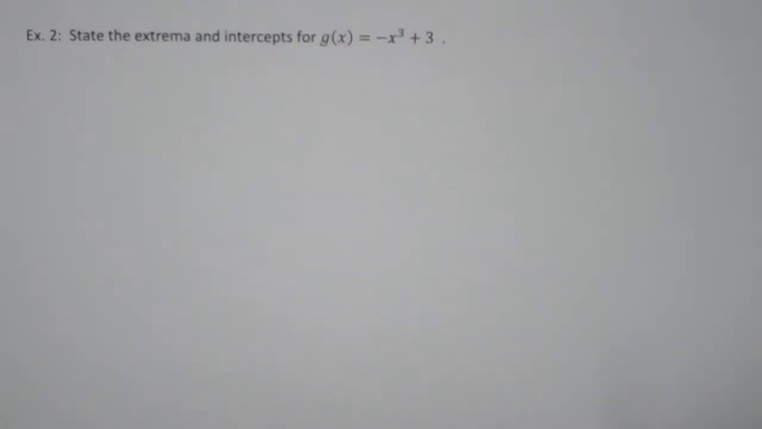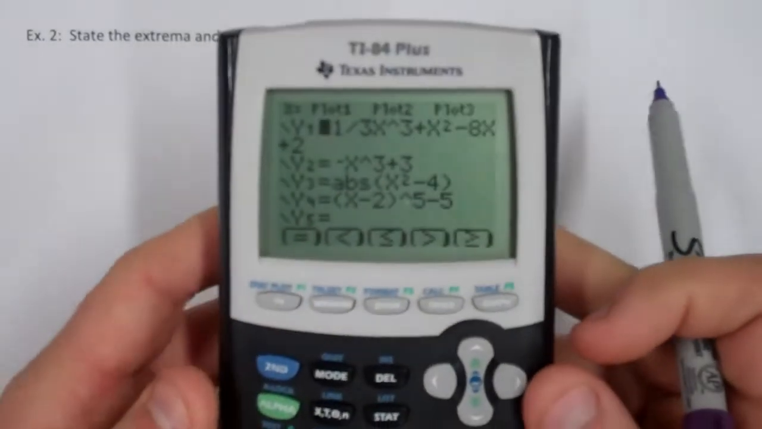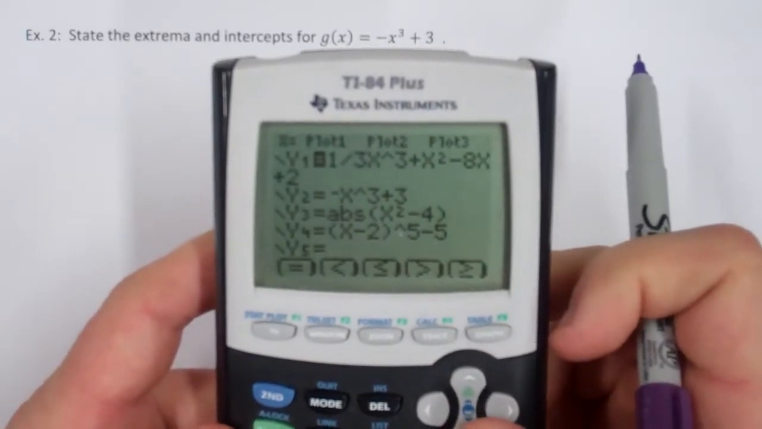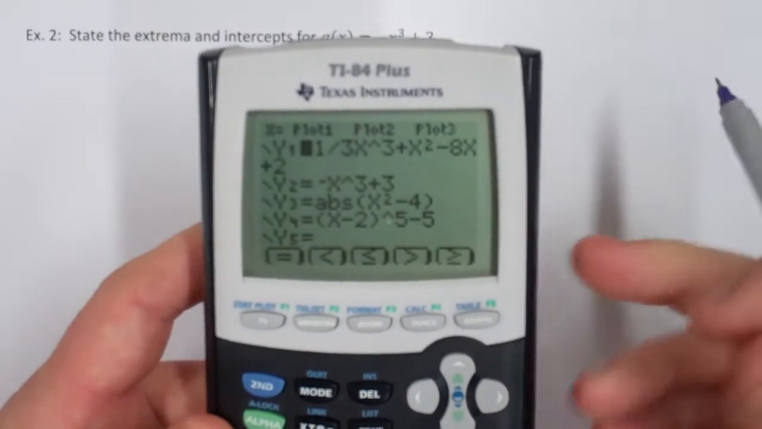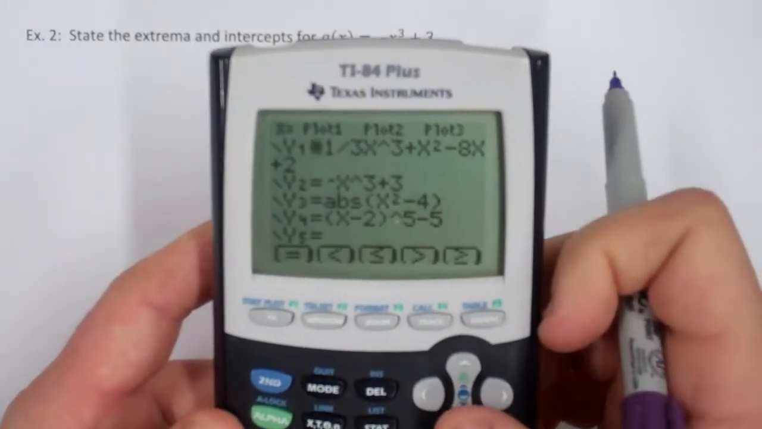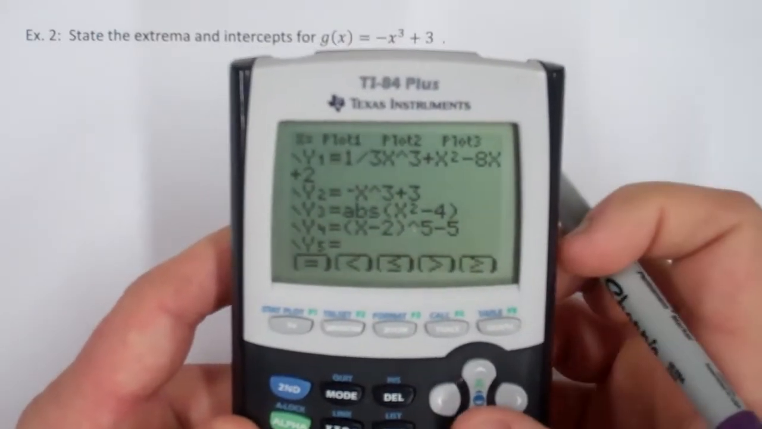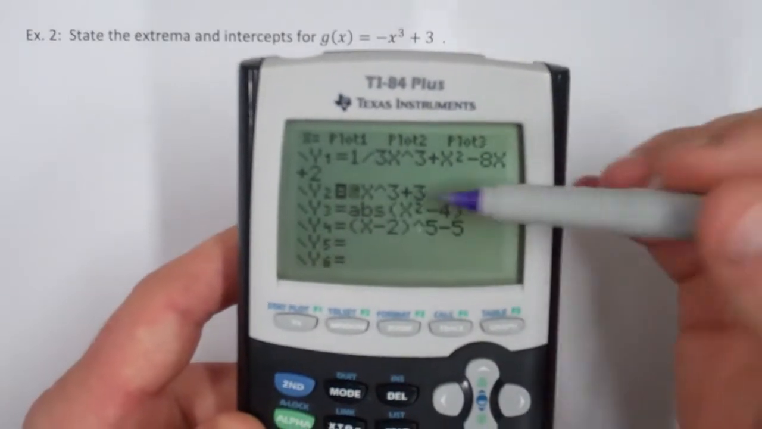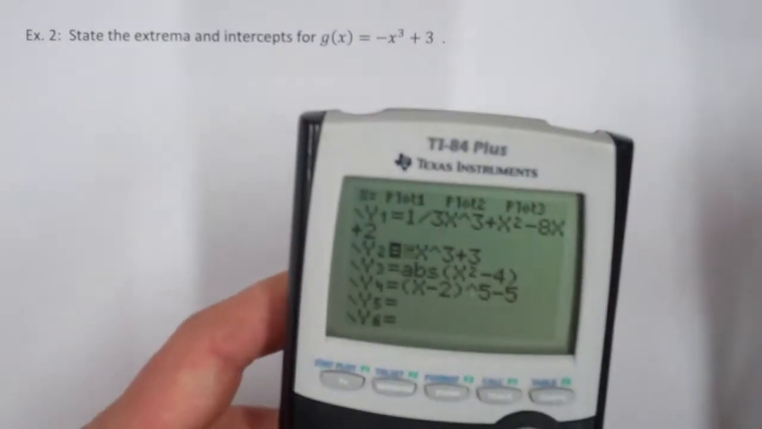In example 2, we need to state the extrema and intercepts for this function g of x. What I've done is typed all the examples that we're going to do in this learning target into my calculator, and so what I can do, if I don't want to graph this first one, which is from example 1, I can just deselect it by hitting enter over the equal sign. If I want to graph this one, all I need to do is select it by hitting enter. Notice that the equal sign is bold. These are not, so the graphing calculator will only graph y sub 2 here.